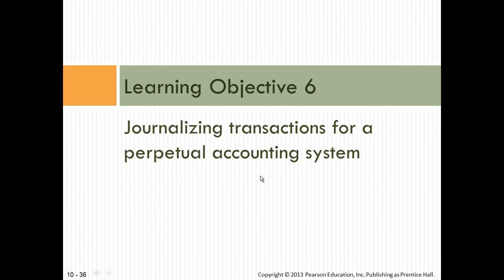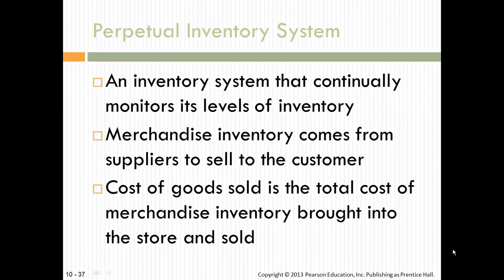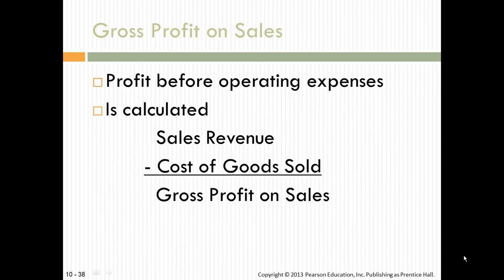And journalizing transactions for a perpetual accounting system. An inventory system that continually monitors its level of inventory is a perpetual inventory system. Merchandise inventory comes from the suppliers to sell to the customer, and the cost of goods sold is the total cost of merchandise inventory brought into the store. So in a perpetual inventory system, every single transaction affects inventory. Unlike a periodic system, where you just run it through without running through inventory, you keep track of it and you verify your ending inventory by doing a count.